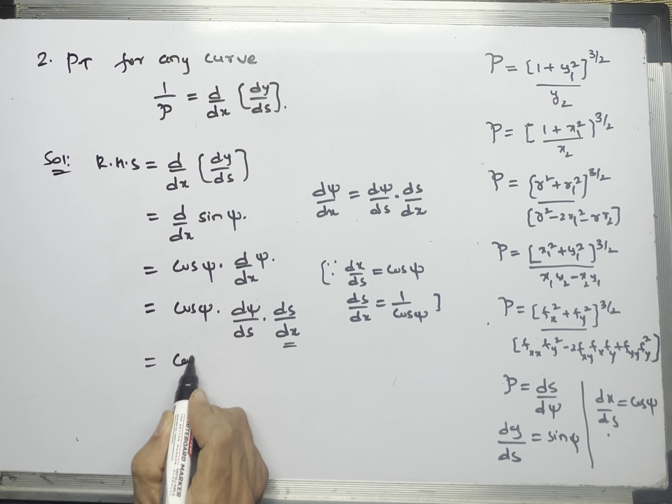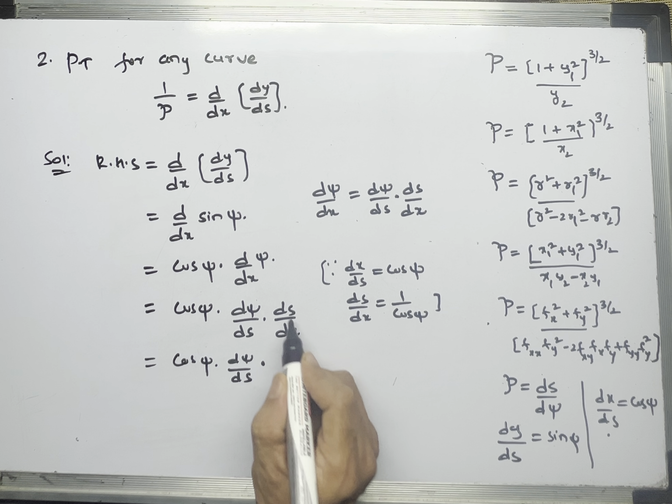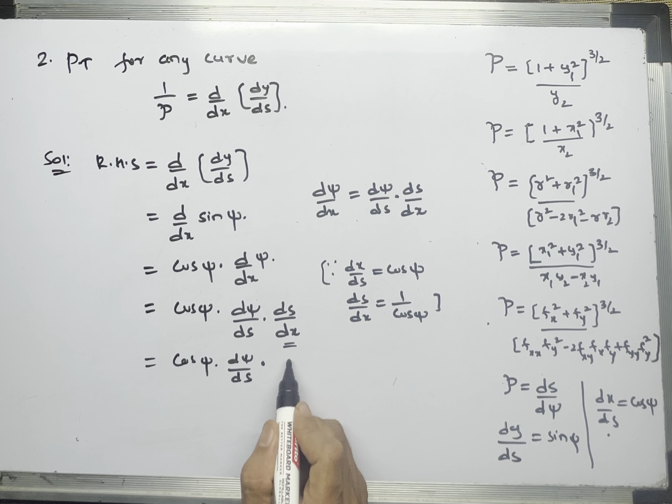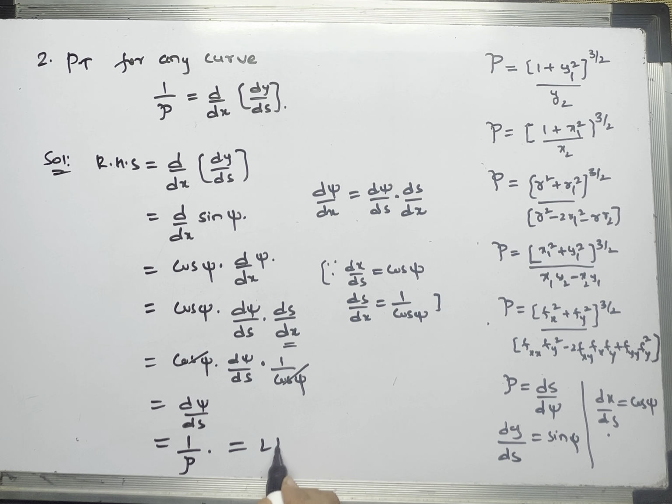So we have cos psi already, and d psi by ds into 1 by cos psi. So cos psi cancelled, and we got d psi by ds. Now for d psi by ds, the formula for radius is ds by d psi. What we got is d psi by ds, which is the reciprocal of the radius. So 1 by rho equals the LHS.